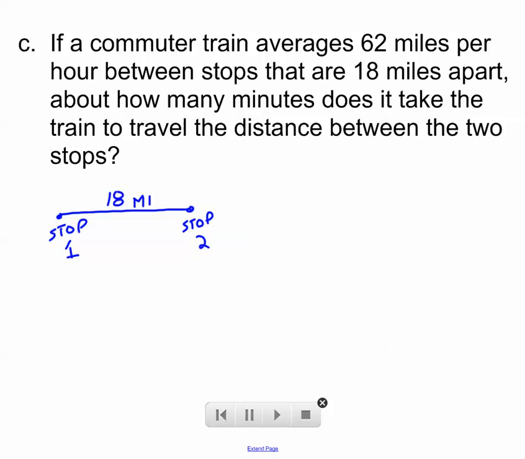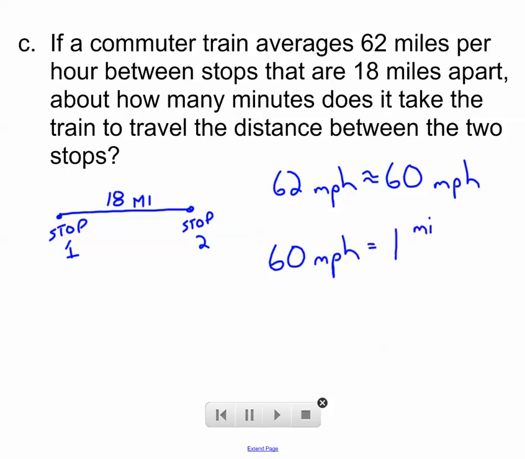All right. Now, the next thing I look at is, it's saying about how many minutes. So 62 miles per hour is about 60 miles per hour, and that's a lot easier to work with because 60 miles per hour is 1 mile per minute because there's 60 minutes in an hour. So this is a lot easier to compute, and if we're going 1 minute for every mile and we're going 18 miles, then it's going to take us about 18 minutes.